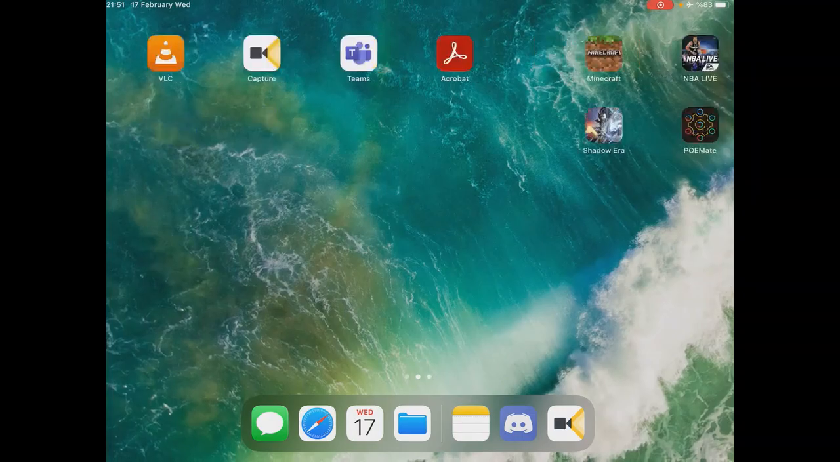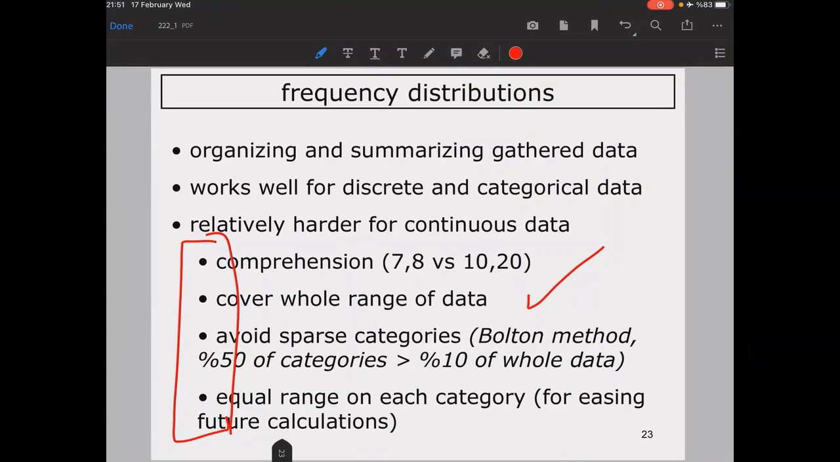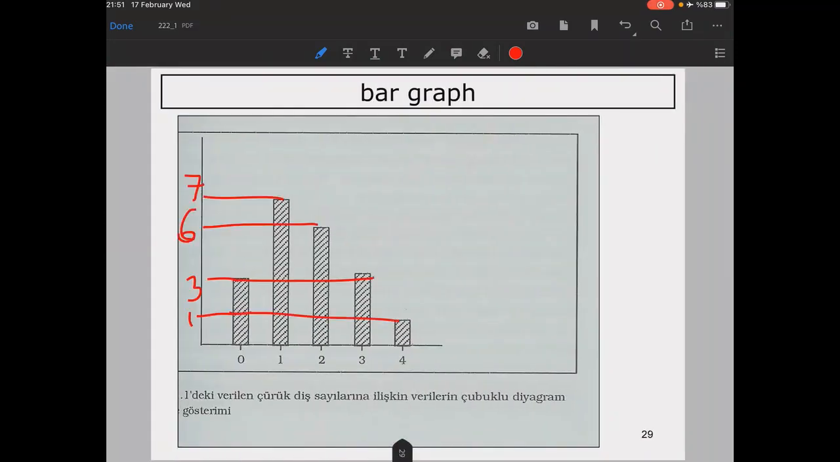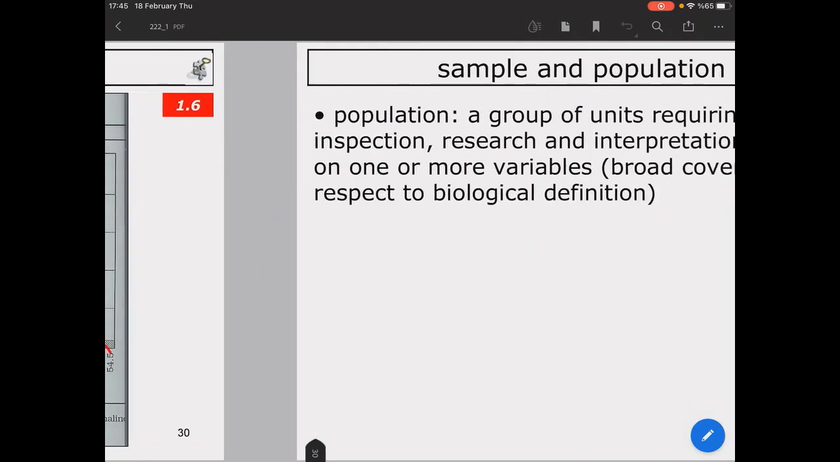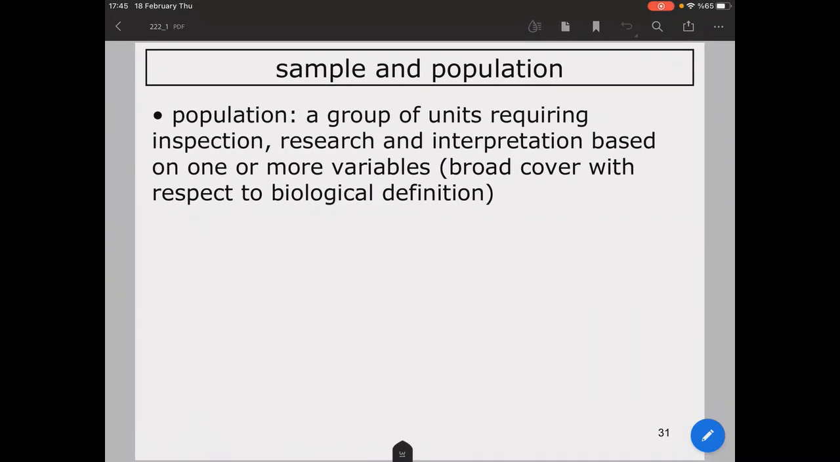Okay, so this is what we're talking about, the histograms, example 2.